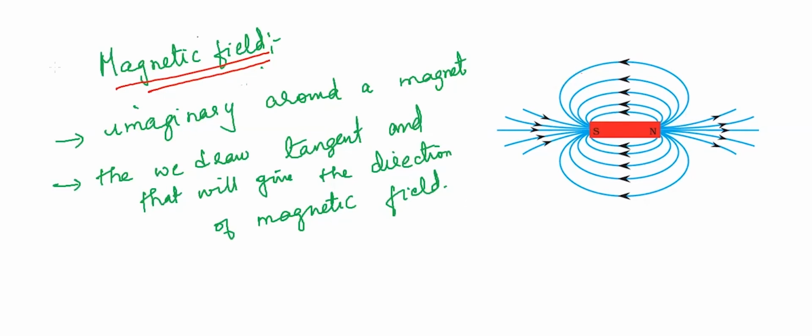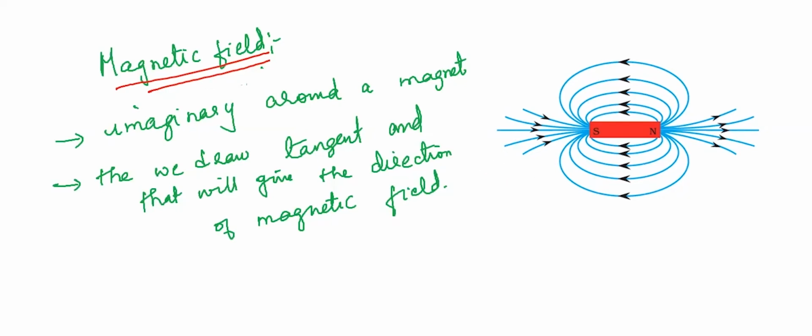So how can we experience the magnetic field lines? One way is that if we spread some iron filings around a magnet, then these iron filings get aligned in a pattern in such a way that it shows the magnetic field lines.